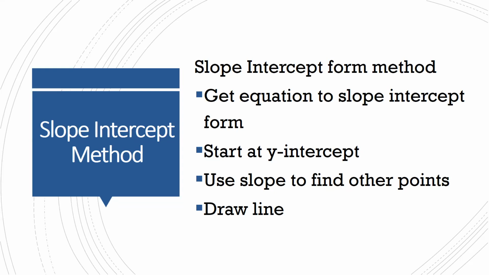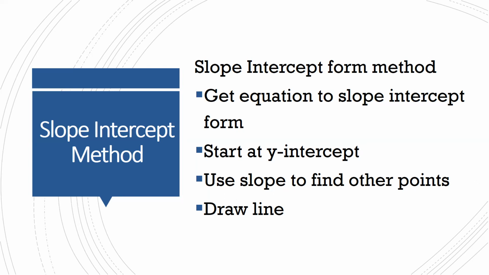So again, when you step back and look at this from afar, the first thing you want to do is get your equation into slope-intercept form. We're going to identify the y-intercept and the slope. We start at the y-intercept, and then we use the slope to find other points, realizing that slope is always thought of as change in y over change in x. Draw the line, and then we're done.